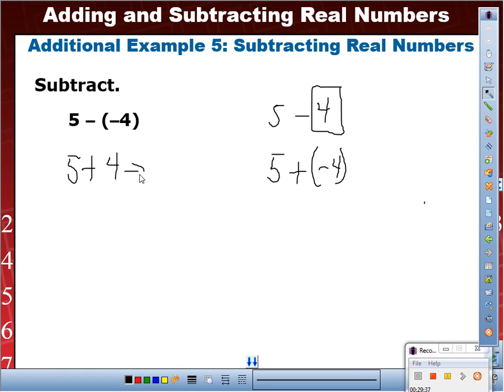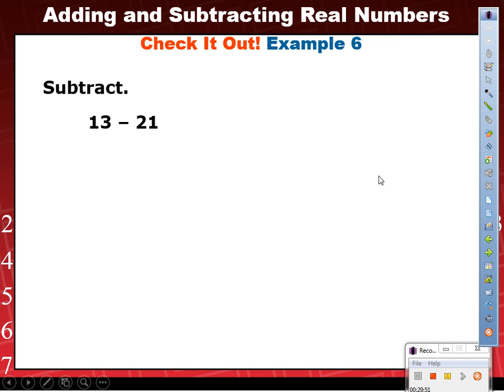Alright, so for this, what do we get? 9, and what do we get for this? 1. Okay, and like I said, any method works. Is that correct? Okay, so let me give you another one, see if you can do that one by yourself. Here we go. Copy this one. Example 6. Subtract 13 minus 21. Use the rule, and then you choose any method.